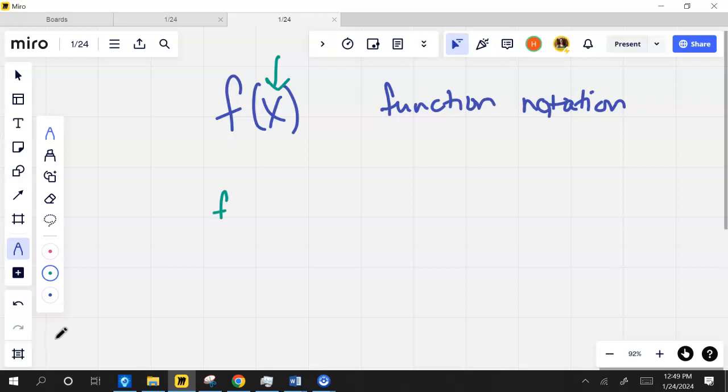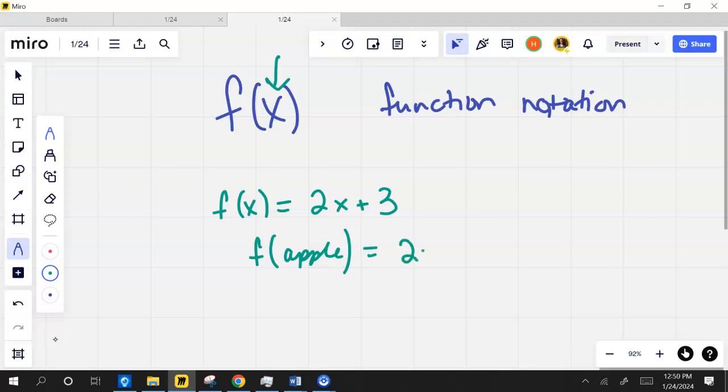If I told you that f of x is 2x plus 3, and I said, what is f of, I don't know, f of apple? The point that I'm getting to is it doesn't matter what's in parentheses. This would be 2 times apple plus 3, right? Whatever it is that's going in there.